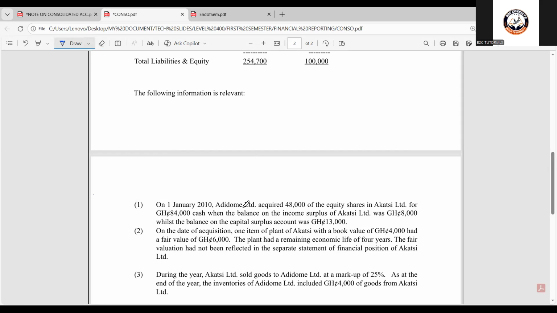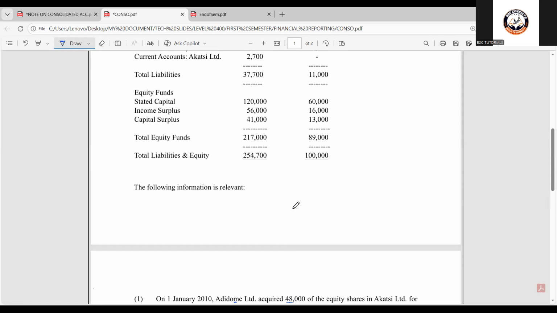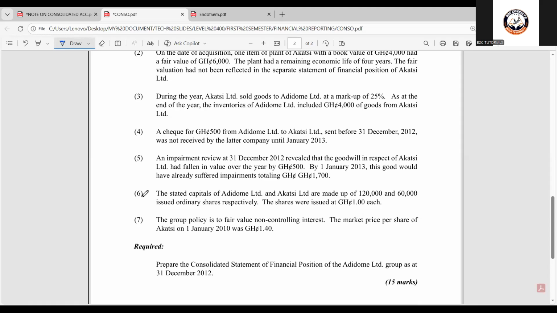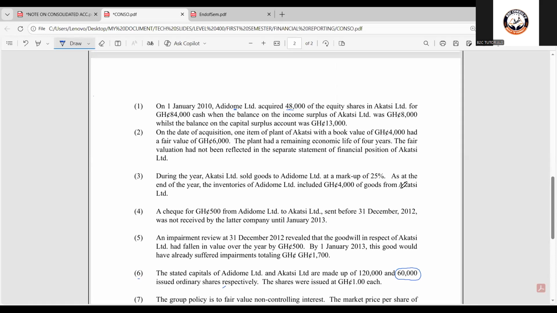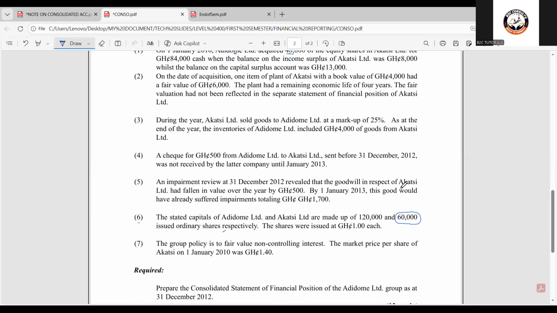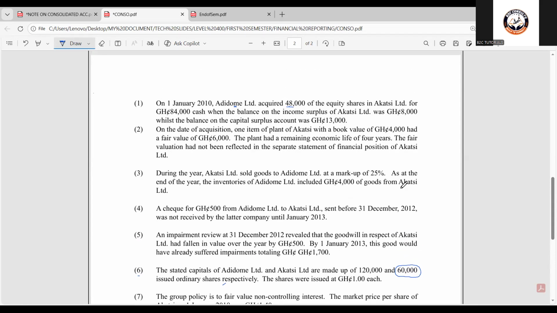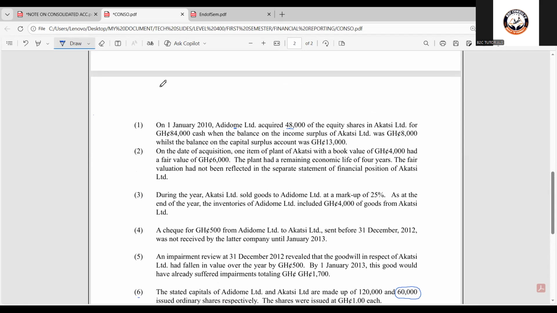The number of shares Adidome has acquired was 48,000. Ask yourself, how many shares are there in Akachi? If you've not read through the question thoroughly, you can't find the number of shares in Akachi. Akachi had only 60,000 shares, and then you bought 48,000 of the shares. Now, the 48,000 out of the total number of shares, multiplied by 100%, will tell you the percentage you have. It will tell you the parent and then the subsidiary percent.